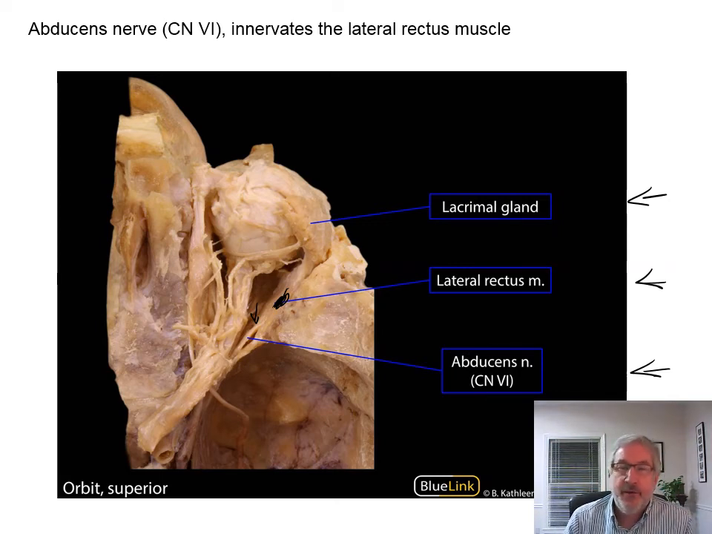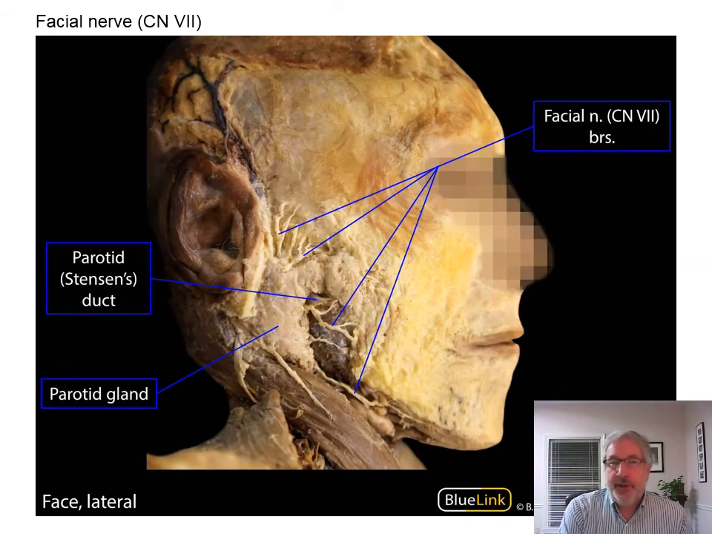Okay, next slide. Here's cranial nerve number 7, the facial nerve, just showing you on this cadaver. It comes out of the stylomastoid foramen and then branches, and this is all underneath the parotid gland that you see here, and these are all branches of the facial nerve there.